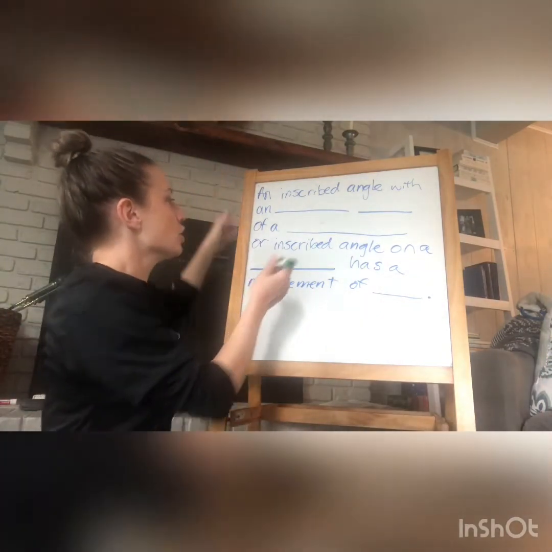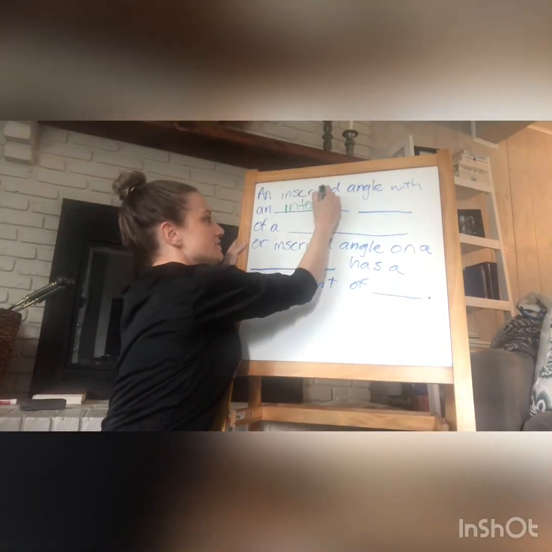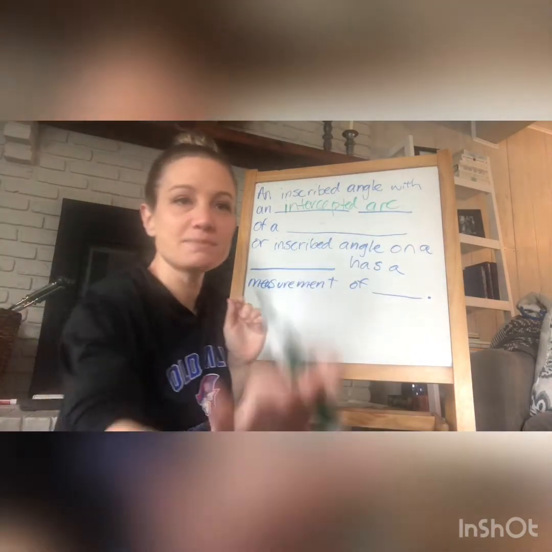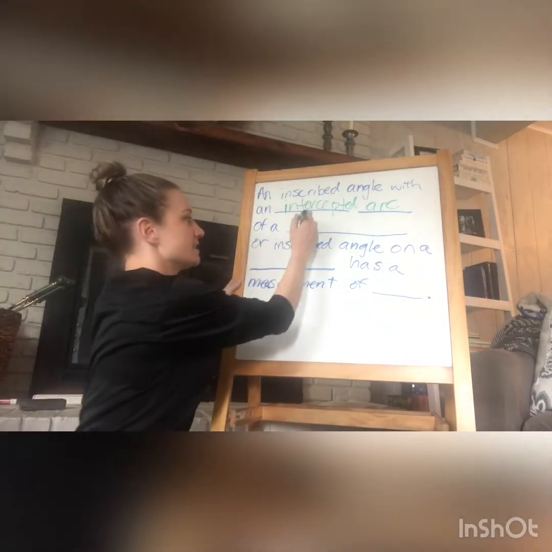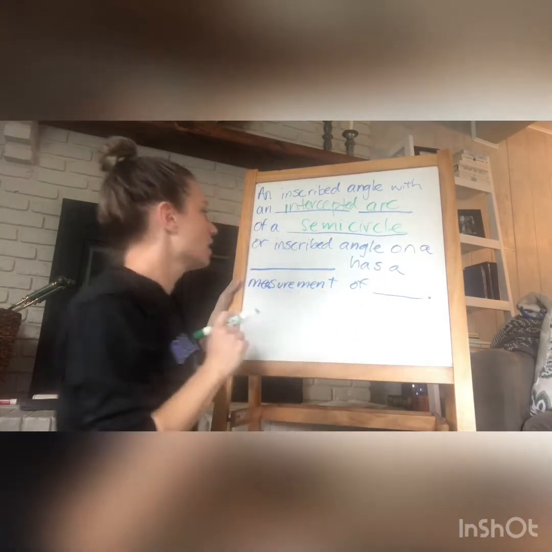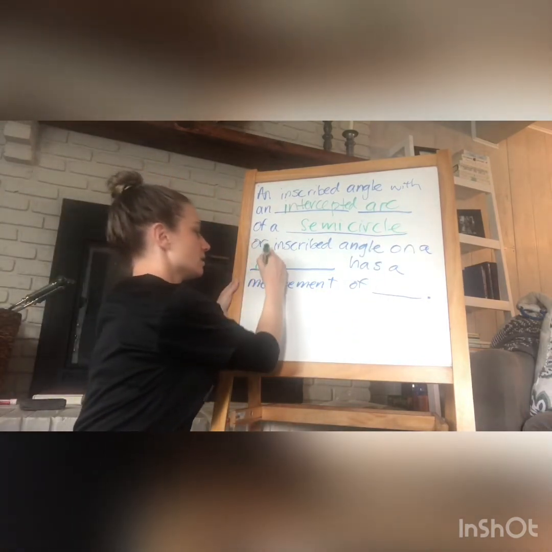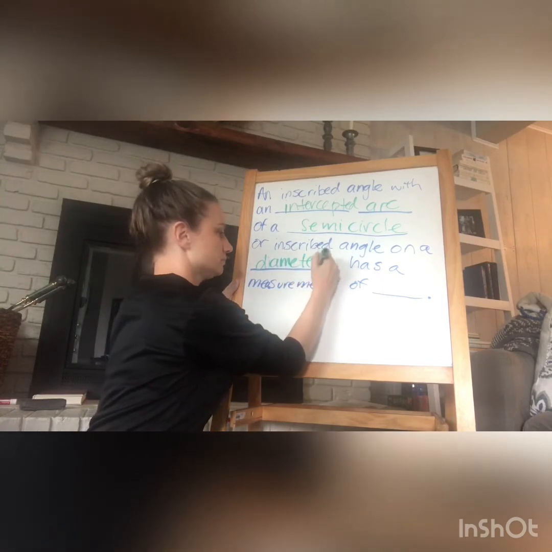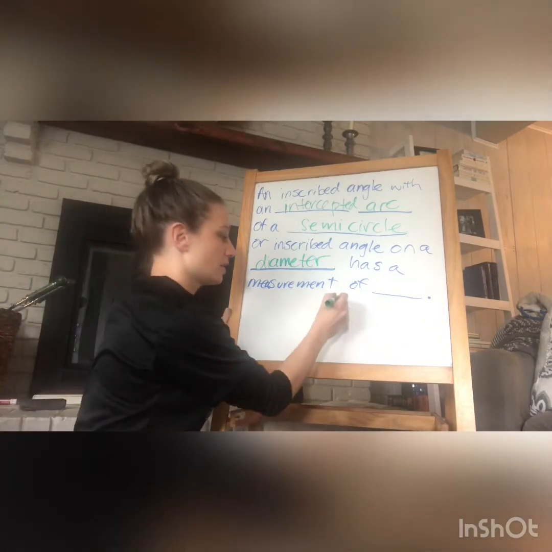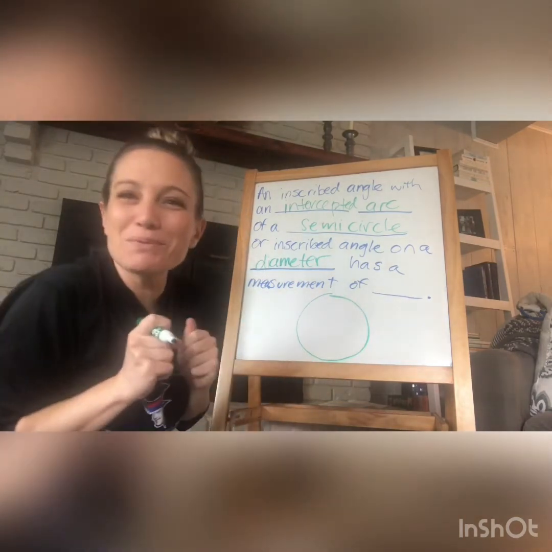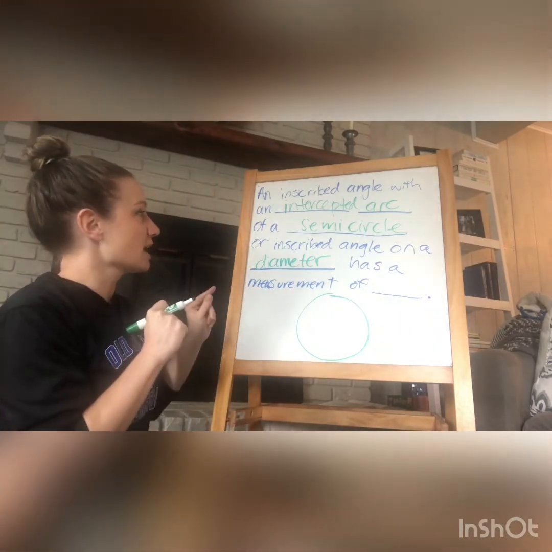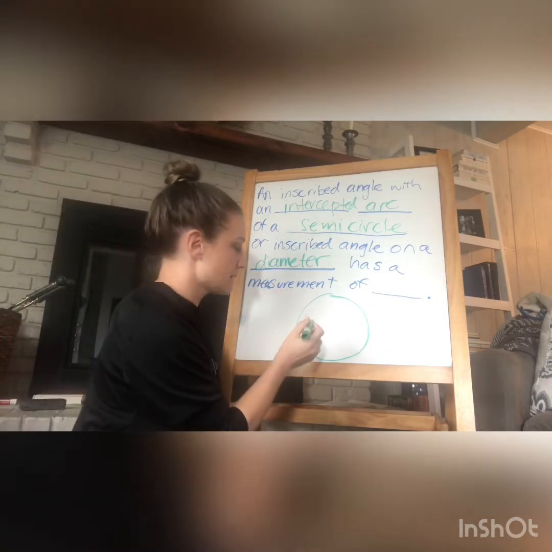So an inscribed angle with an intercepted arc of a semicircle. Remember that. Half a circle. Or an inscribed angle on a diameter has a measurement of, all right, see, I don't like just giving it to you. If we were in class, I would give you some exploring activity. I hate this. All right, so an inscribed angle with an intercepted arc of a semicircle, which means this.